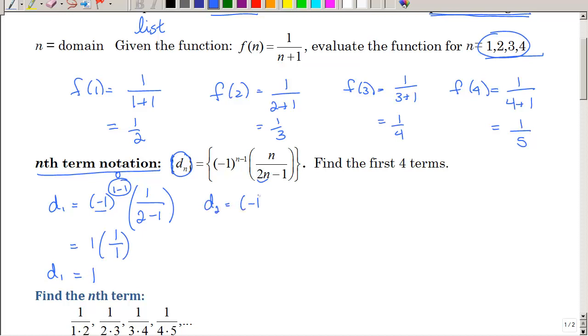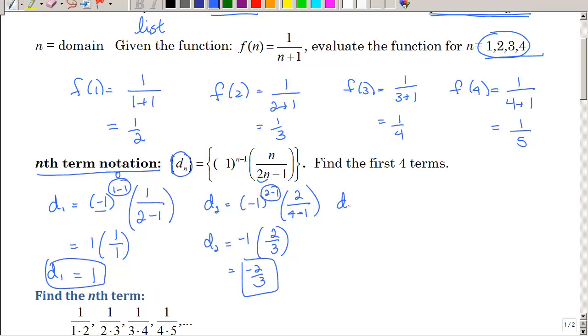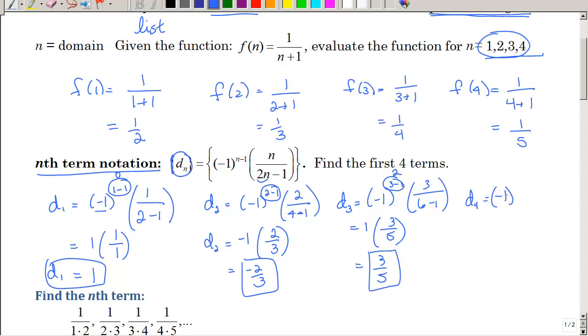What about the second term? Again, everywhere there's an n, we're putting in a 2. So that's going to be -1 to the first power. That's going to be 2 over 3, which is -2/3. So our first term was positive, our second term was negative. What about our third term? That's going to be to the second power. A negative raised to an even power is positive, so that's +3/5. So our next term is positive. Let's just do the last one. That exponent's now odd, so we have negative 4/7.